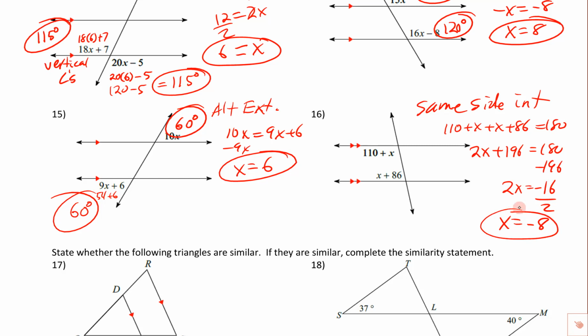Now we don't need to panic that this is negative, but let's just make sure we work this out the right way. On this one, this would be 110 minus 8, so this angle would be 102. For this one, this would be negative 8 plus 86, so this would work out to be 78 degrees right here. Now, if we add those together, 102 plus 78, do we get 180? We do. So it worked out just fine. So we got our equation, we got the x, and we got the two angles.